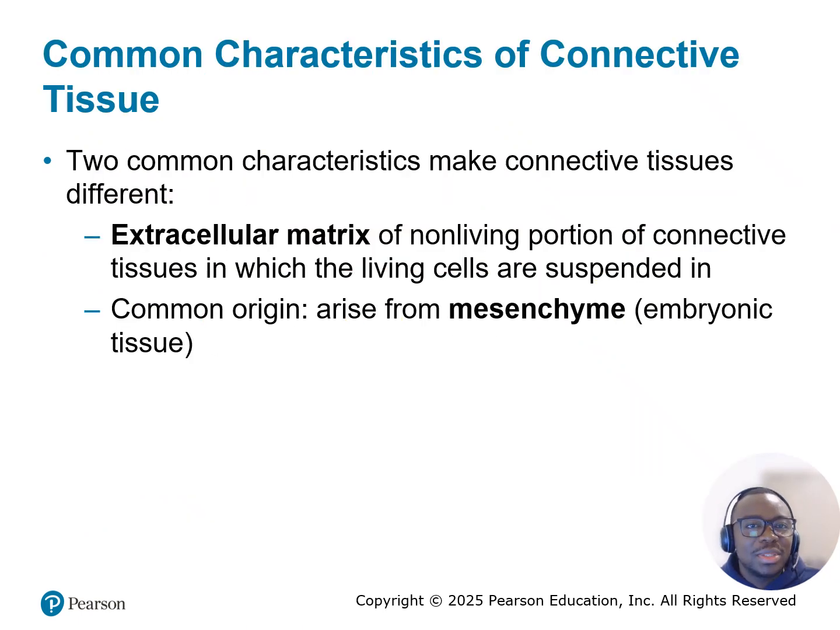Two common characteristics make connective tissues different from other tissues. The first is extracellular matrix, the non-dividing portion of connective tissue, in which living cells are suspended. The second is common origin. All connective tissue arises from the mesenchyme during embryonic development.